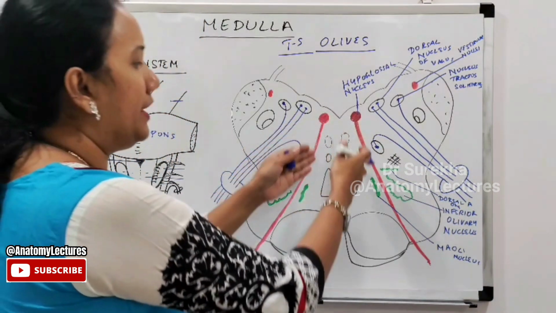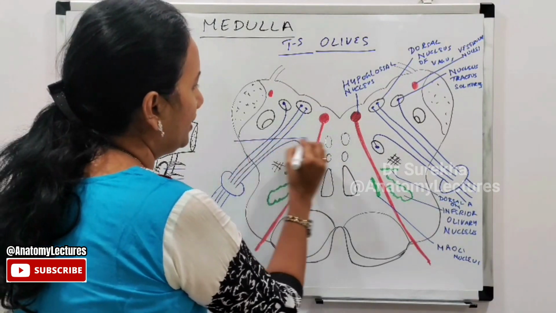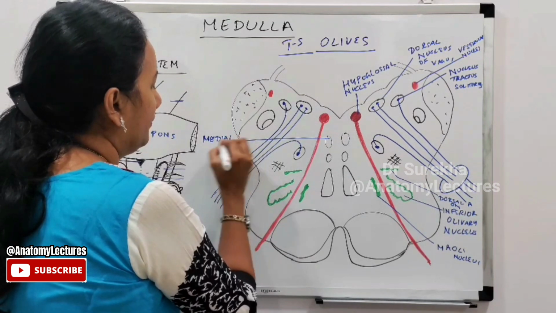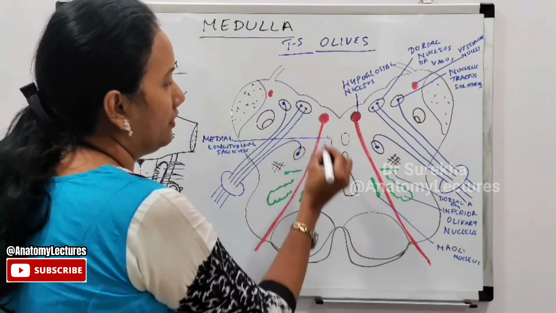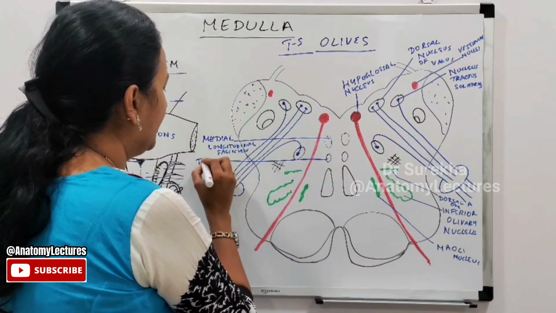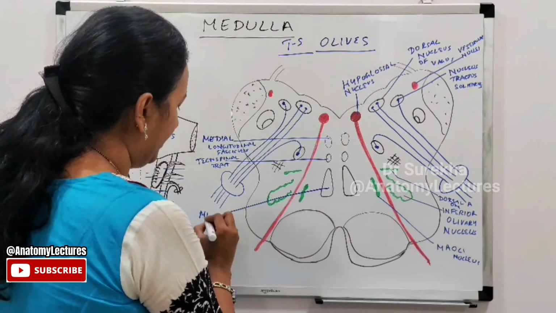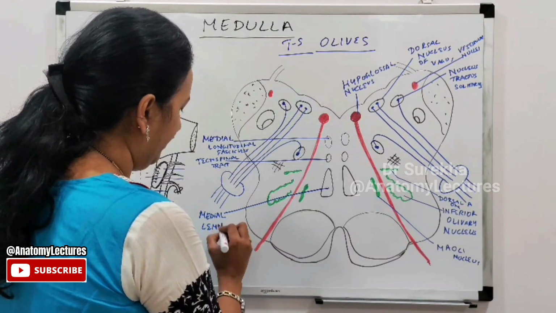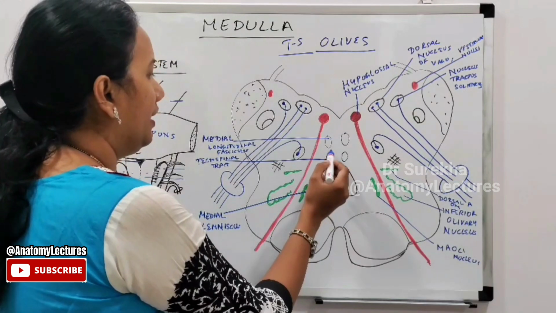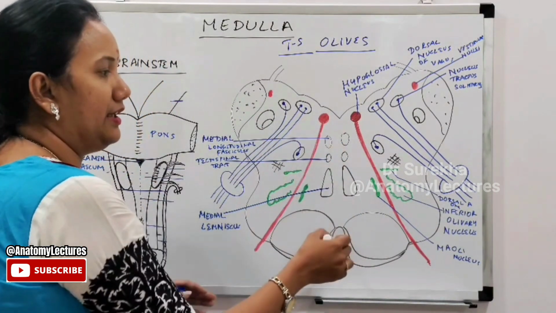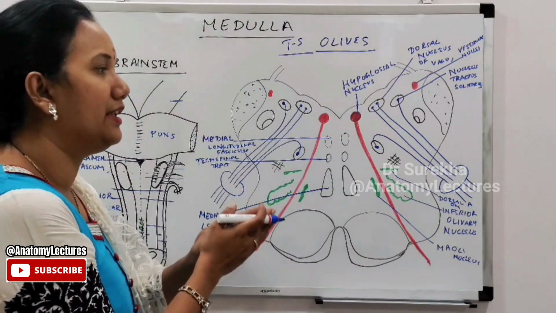Coming to the paramedian position, on either side of the midline we see these nerve fiber bundles. The first one which we see is the medial longitudinal fasciculus, posterior most. Ventral to that you have the tectospinal tract, and more ventrally we have the medial lemniscus. So in the paramedian position, in order from dorsal to ventral, or posterior to anterior, we have the medial longitudinal fasciculus, the tectospinal tract and the medial lemniscus, present in the paramedian part of the medulla.